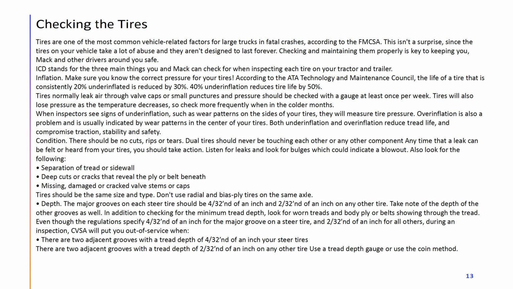In addition to checking for the minimum tread depth, look for worn treads and body ply or belts showing through the tread. Even though the regulations specify 4/32 of an inch for the major groove on a steer tire and 2/32 of an inch for all others, during an inspection, CVSA will put you out of service when there are 2 adjacent grooves with a tread depth of 4/32 of an inch on your steer tires. There are 2 adjacent grooves with a tread depth of 2/32 of an inch on any other tire. Use a tread depth gauge or use the coin method.